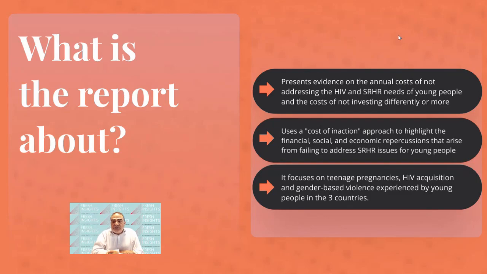It uses a cost of inaction approach to highlight the financial, social, and economic repercussions that arise from failing to address adequately SRHR issues for young people, including HIV. It focuses on three areas, like Joyce said. We had to define certain parameters that would allow the research to be conducted in a relatively quick time. And so it focuses on three main priorities for young people on the continent. One is teenage pregnancies, where we limit it to 15 to 18 years old. And then HIV acquisition among young people and gender-based violence experienced by young people in the three countries. Next slide, please.